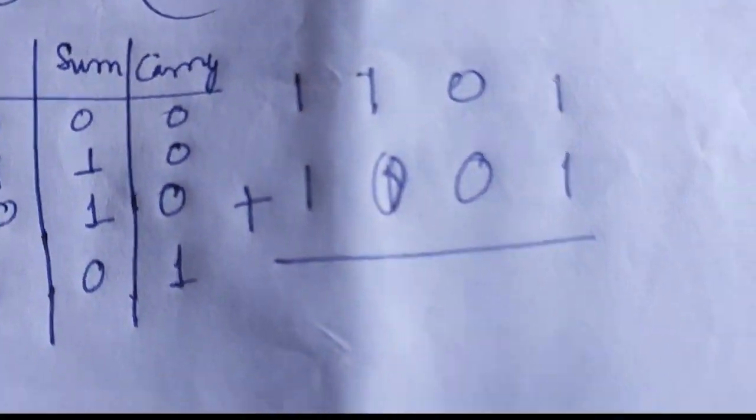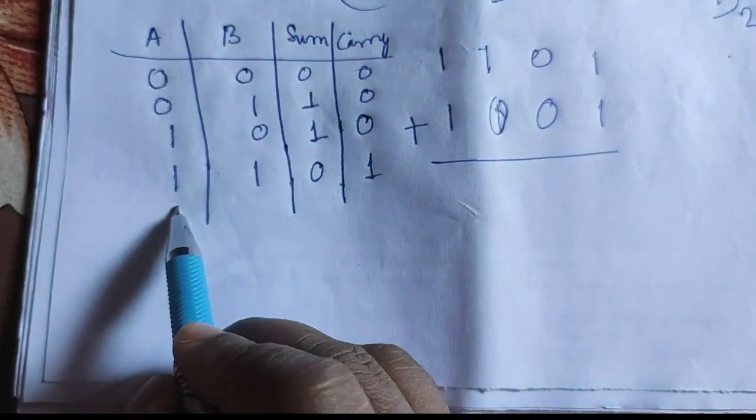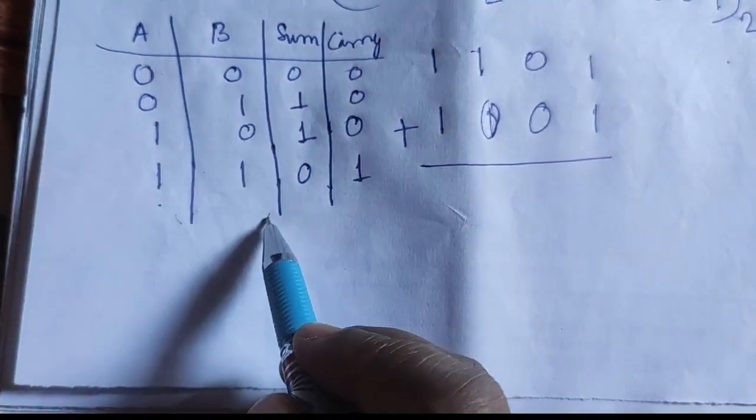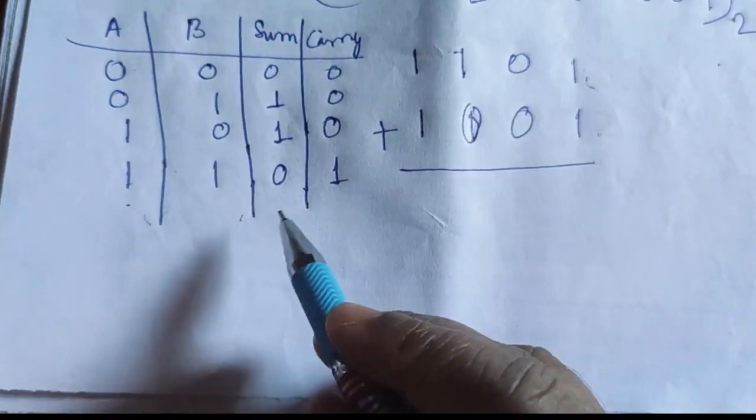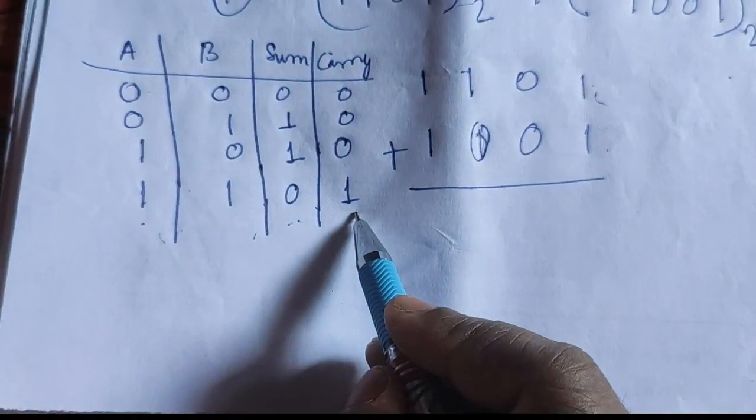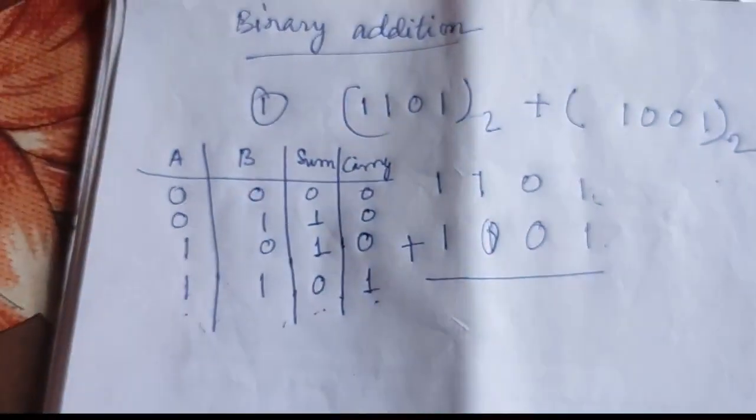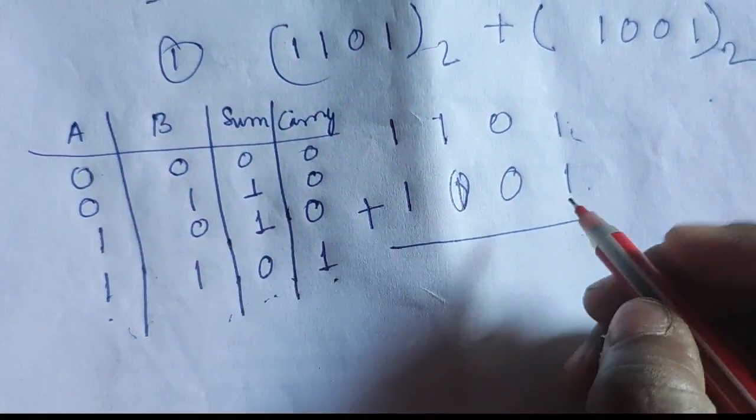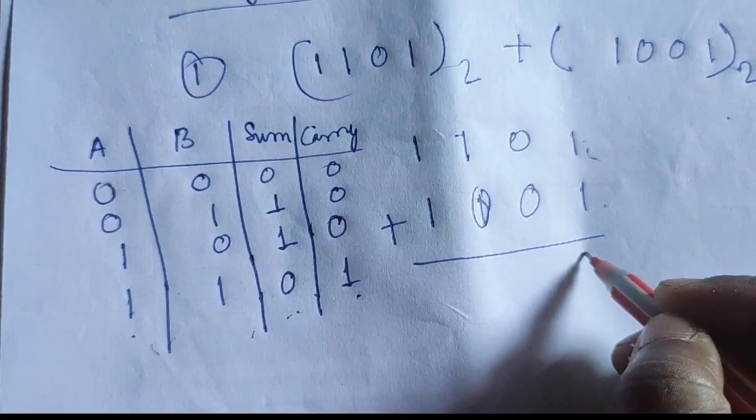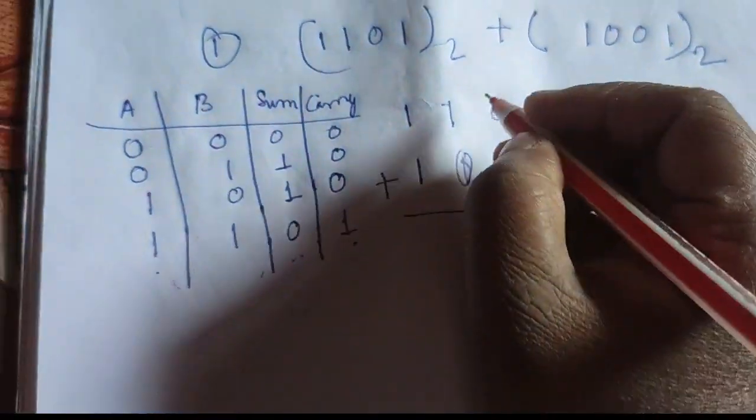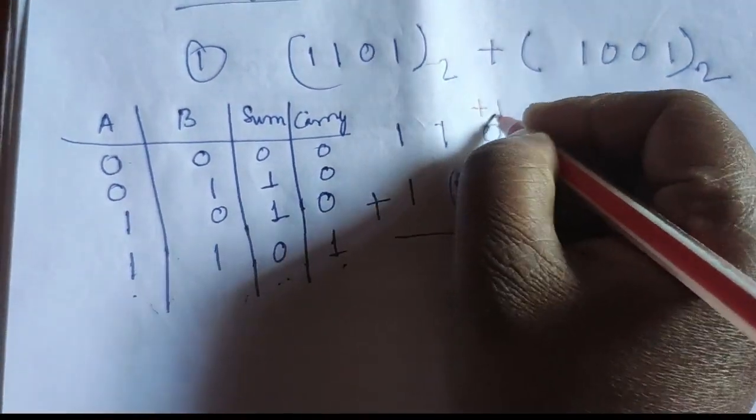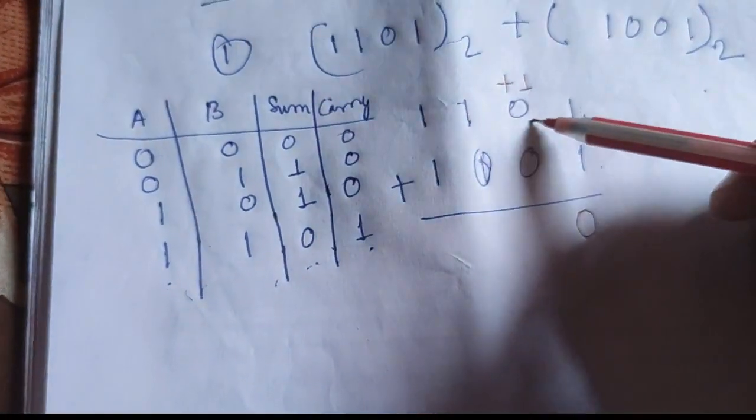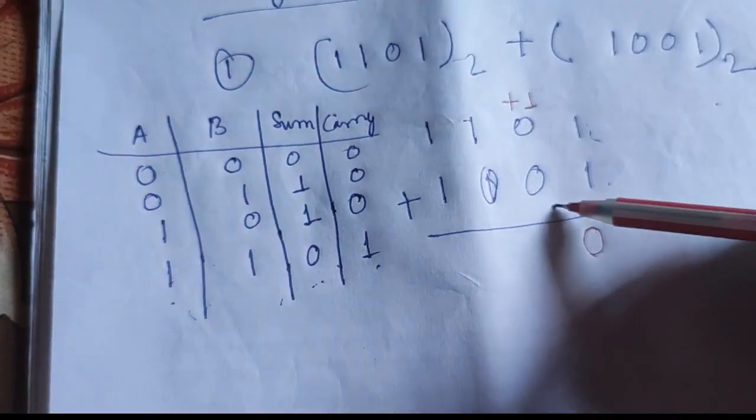Now we will do this addition. According to the truth table, A is 1, B is 1. So 1 plus 1 how much? Sum is 0 but the carry is 1. I will solve this with the red pen so that it can be easy for you. 1 plus 1 how much? 0. So what is the carry? Carry is plus 1.